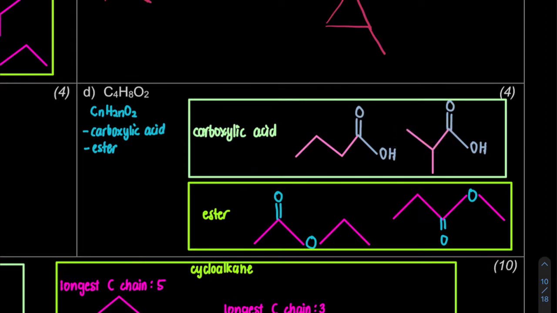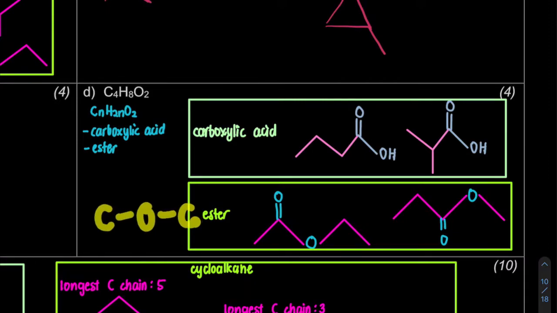Okay, but when we count the carbon, still 1, 2, 3, 4. This one also 1, 2, 3, 4. Okay, so that is for carboxylic acid. Okay, how about ester? For ester, it is like ether, we also have COC.